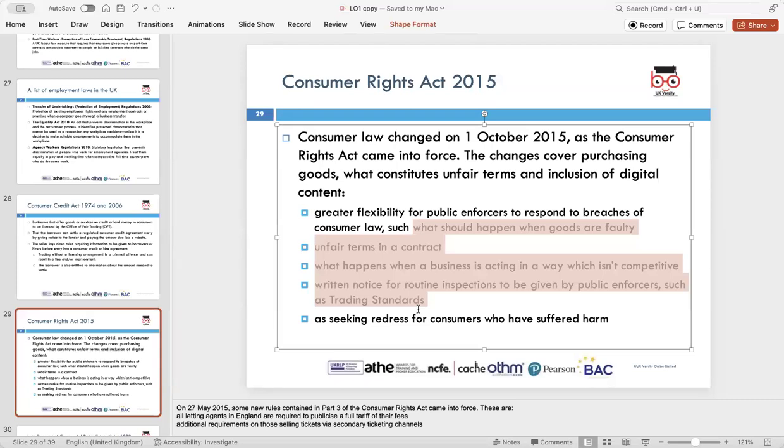There should be a wider degree of flexibility for public enforcers to respond to violations of consumer law, such as the ability to seek remedy for consumers who have fallen victim to injury.